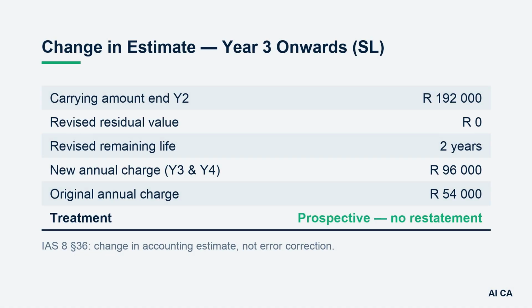Let us look at what a midlife change in estimate looks like. Assume we are using straight line. After year 2, the carrying amount is 192,000 Rand. Management now believes the remaining useful life is only 2 years, not 3, and revises the residual value down to 0. The new annual charge is 96,000 Rand, significantly higher than the original 54,000. Notice, we do not restate years 1 and 2. We simply spread the remaining carrying amount over the revised remaining life. This prospective treatment is one of the most frequently tested points in professional exams.